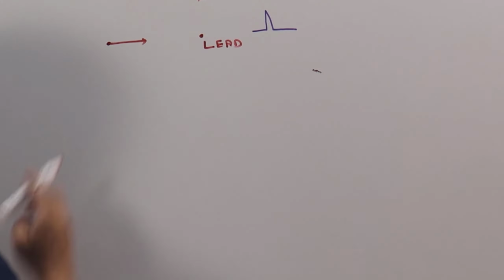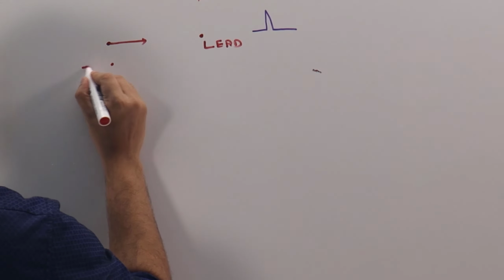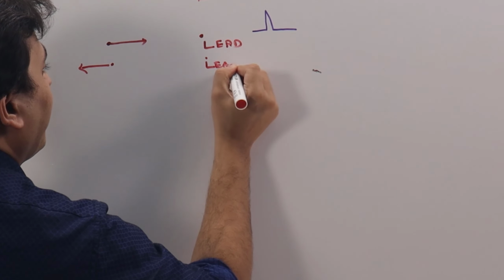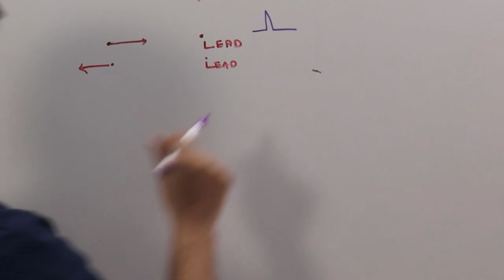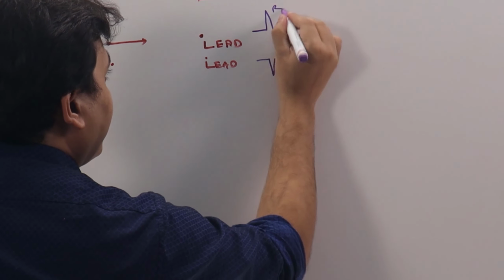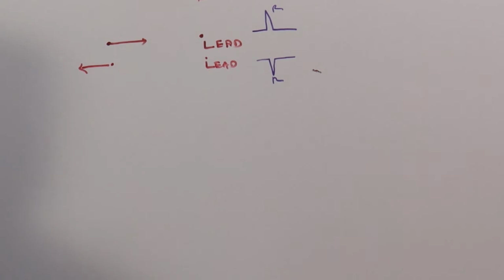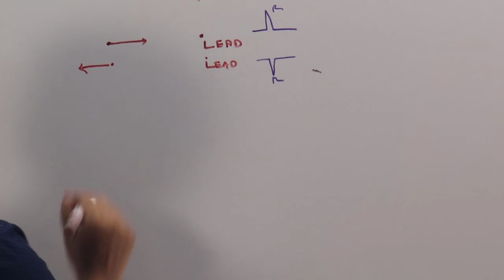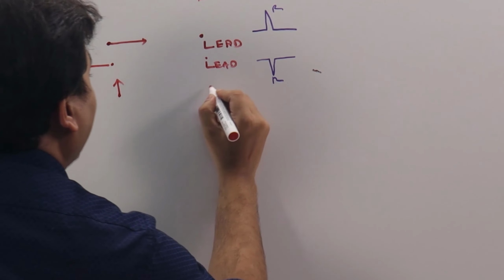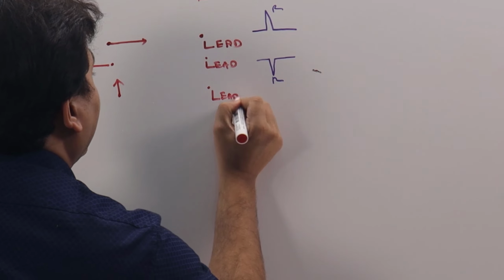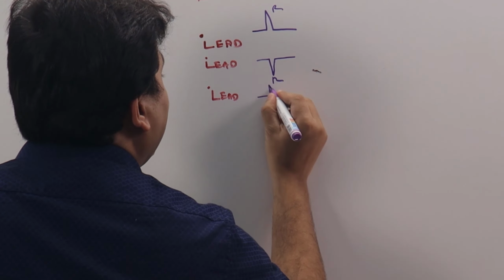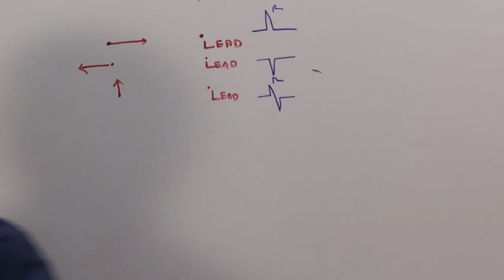However, if it goes against it, then what will happen to the lead? It will show a predominantly negative deflection of the QRS component. This is the R wave of the left ventricle. If it is perpendicular, then what will happen to the lead? It will produce an equiphasic wave, right?